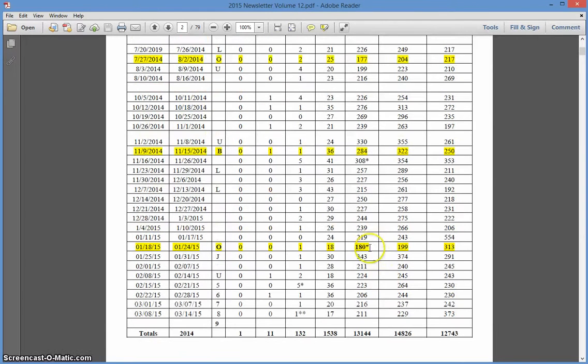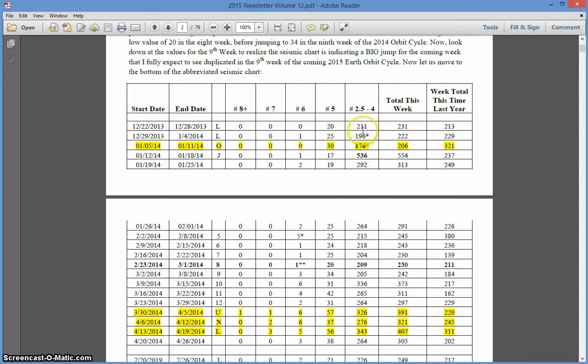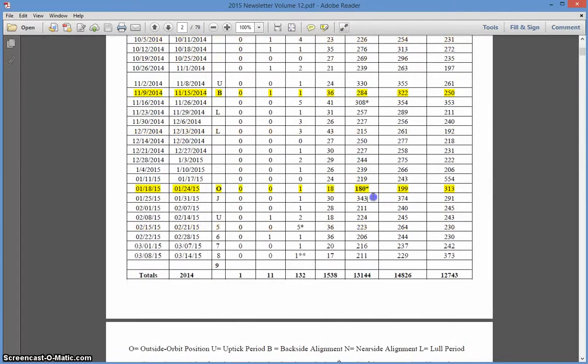See this number 180? That's going to be the lowest value in the chart, just like the 176 was last year. Then we see the jolt. Here's the jolt value right here, 343. It's a little bit lower, isn't it?